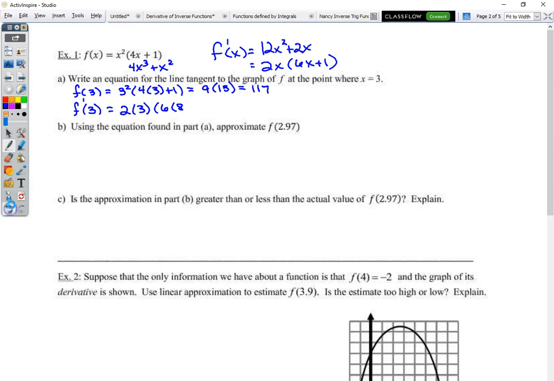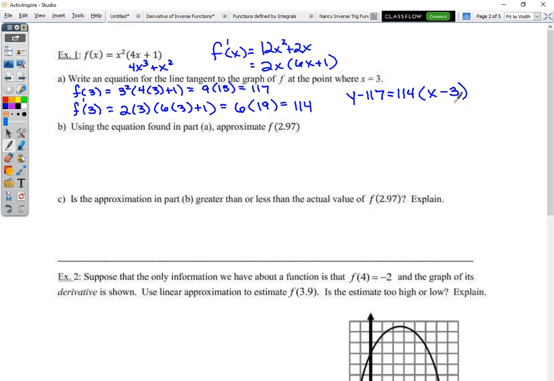Oops, 6 times 3 plus 1. Fantastic. So what is this? This is 6 times 19. So 6 times 20 would be 120, less 6 is 114. And we say, well, then this is going to be y minus 117 equals 114 times x minus 3.